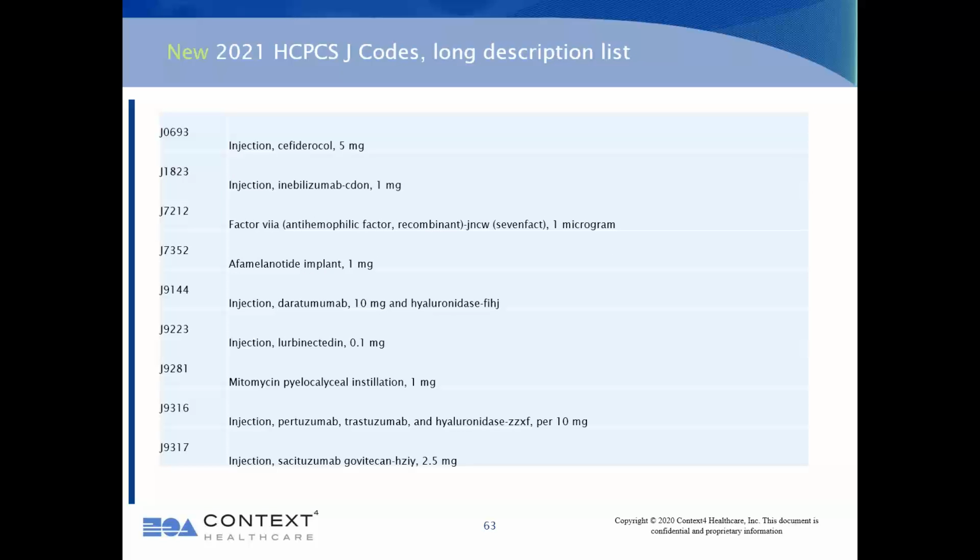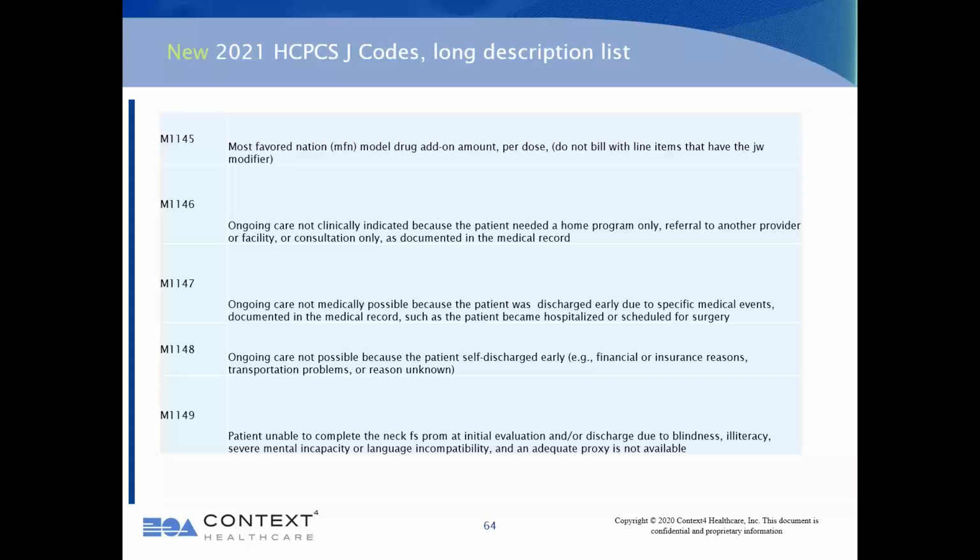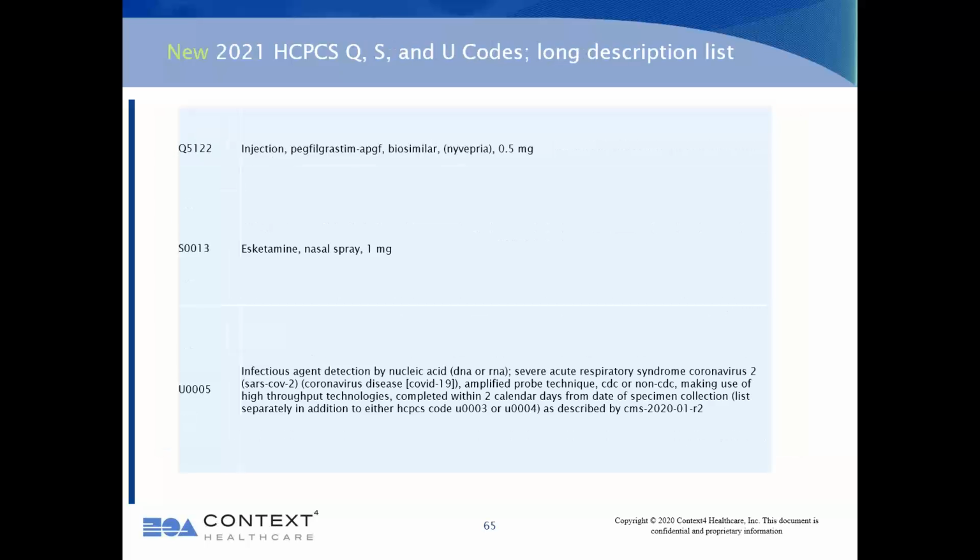These are the 9 new HCPCS J codes. The first 3 are drugs other than chemotherapy, J7212 being a clotting factor. And the last 6 are chemo drugs. These are the new M codes in the Other Medical Services section. There is 1 new HCPCS Q code, 1 new S code, and finally 1 new U code.